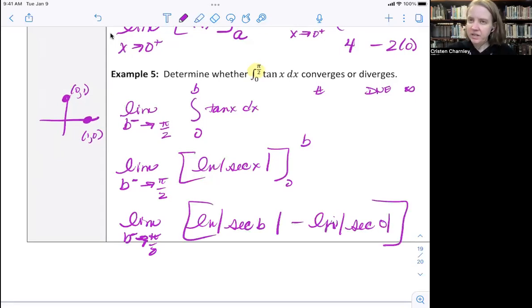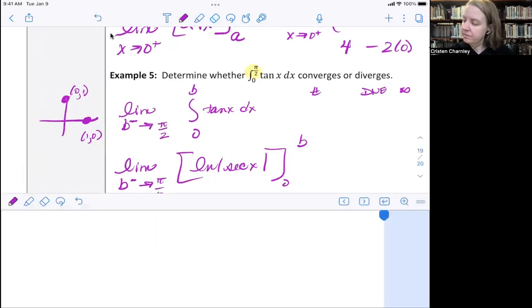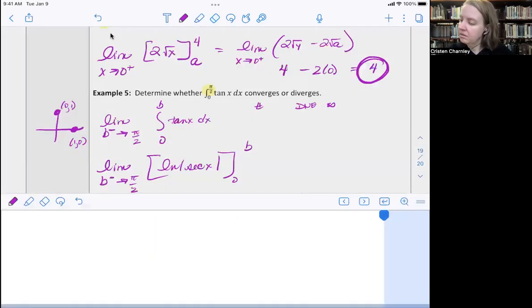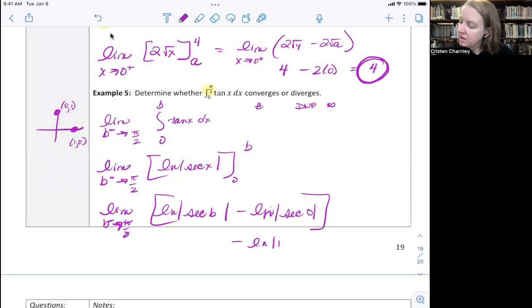All right, secant of 0. Secant has to do with cosine, so this is 1 over cosine of 0. Cosine of 0 is 1, so this is the natural log of 1. Natural log of 1. And secant is, again, related to cosine.